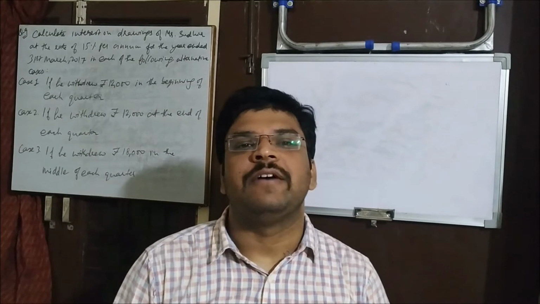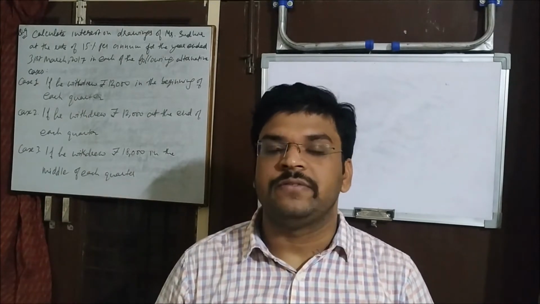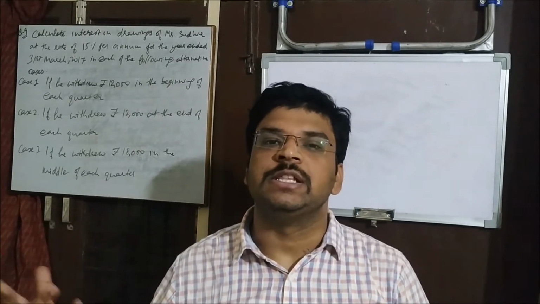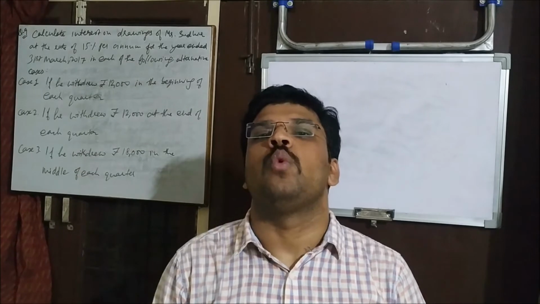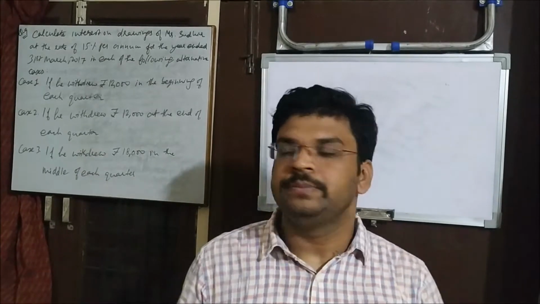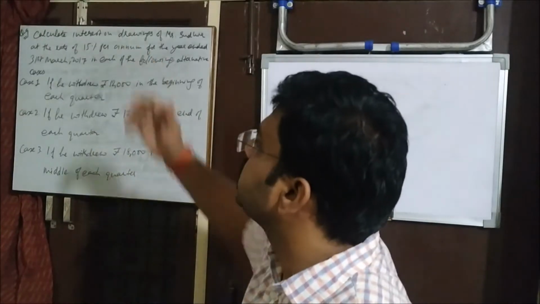So regarding the average period method related to quarter one, if a partner withdraws some amount of money in the beginning, in the middle, or at the end of the quarter, then how are we going to treat it? You can see the question on your screen. I have written the question here.